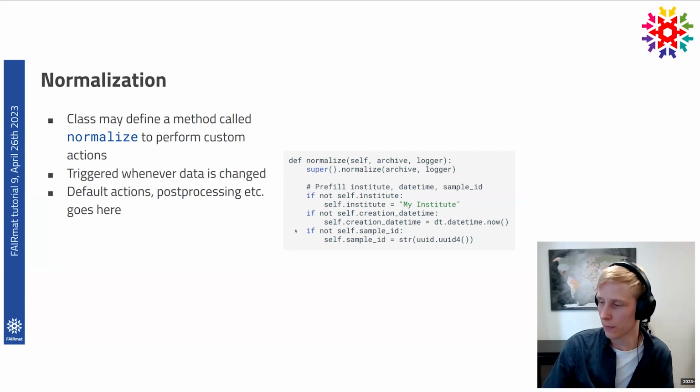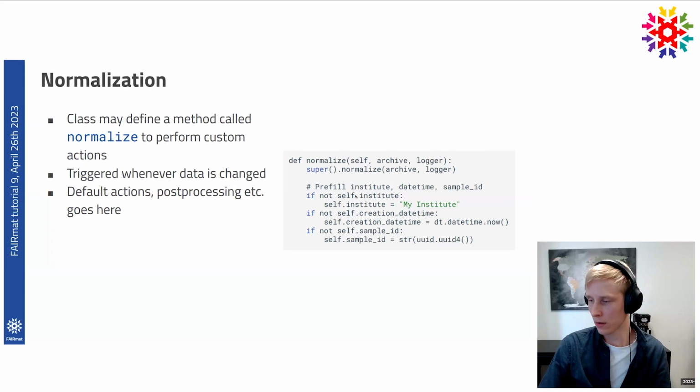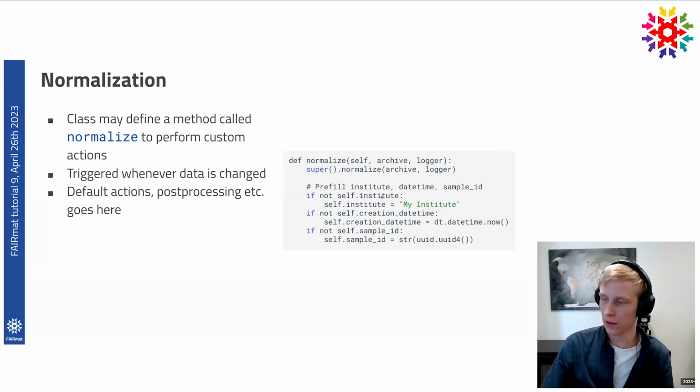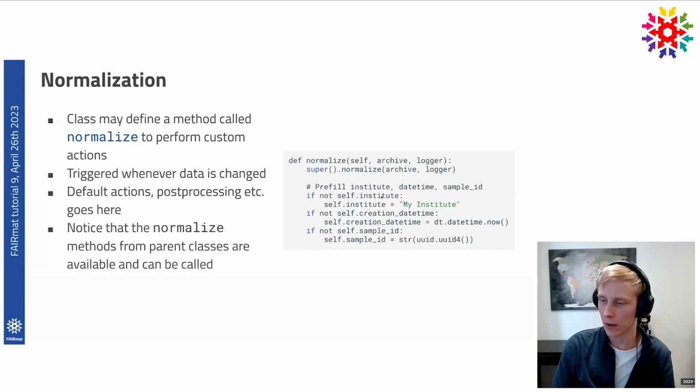For example, we can see here that if no institute was defined in this schema, we fill it with a default value so that the user doesn't always have to fill it. There can be some post-processing steps, like if you have a file associated with this schema, maybe there's some post-processing on the data in there. Basically, it's just any Python code. You should also notice that the normalize methods from the parent classes are also available.